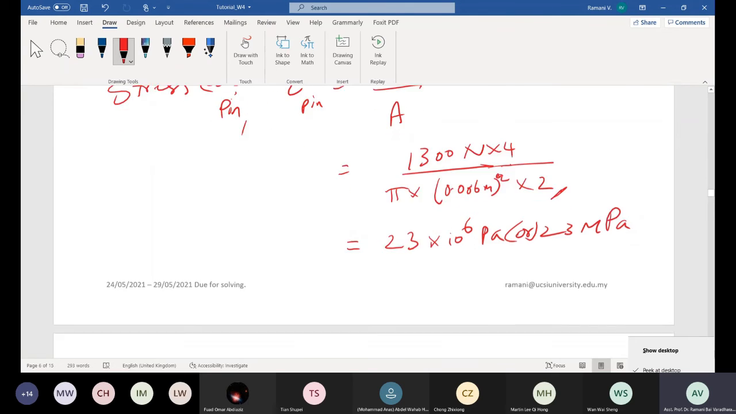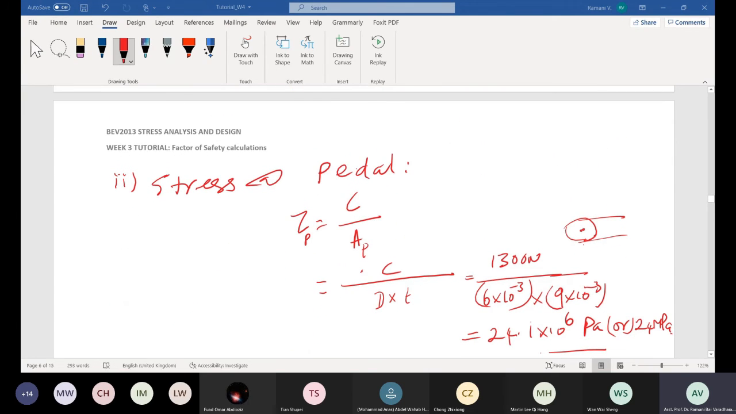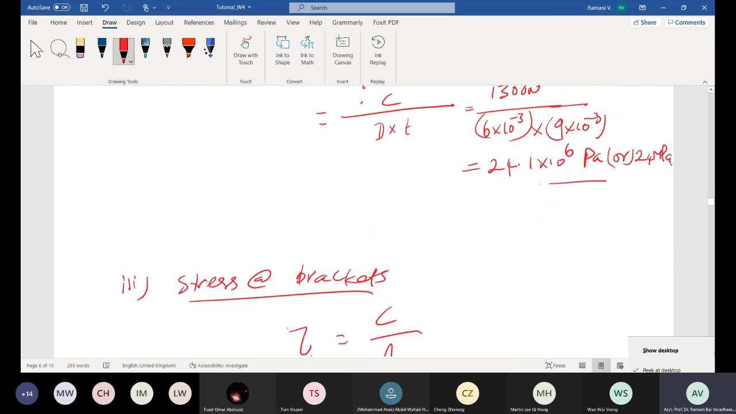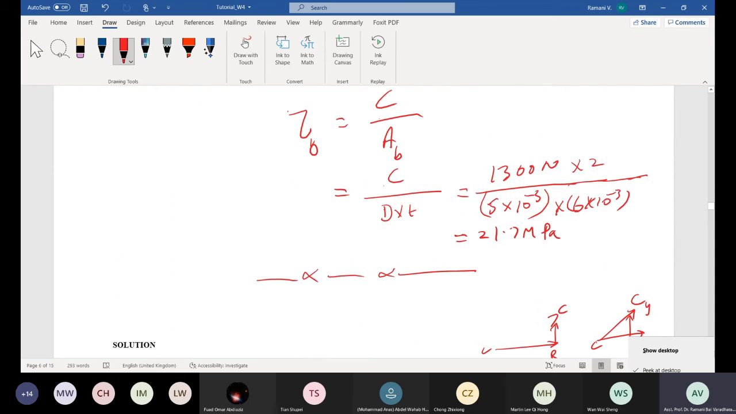Pin is done. And then moving on to bracket, same problem. 2 brackets are there. That is why I divide by 2 here. It should be divided, because the same load is shared by 2 brackets. So I need to divide. When you divide, you will get this answer. Please check once again.